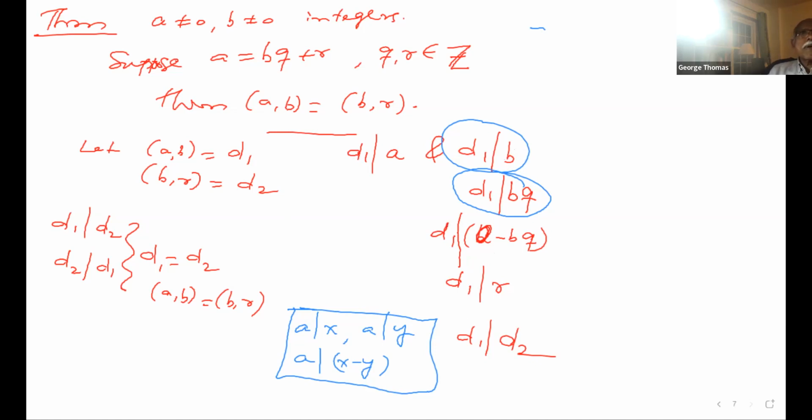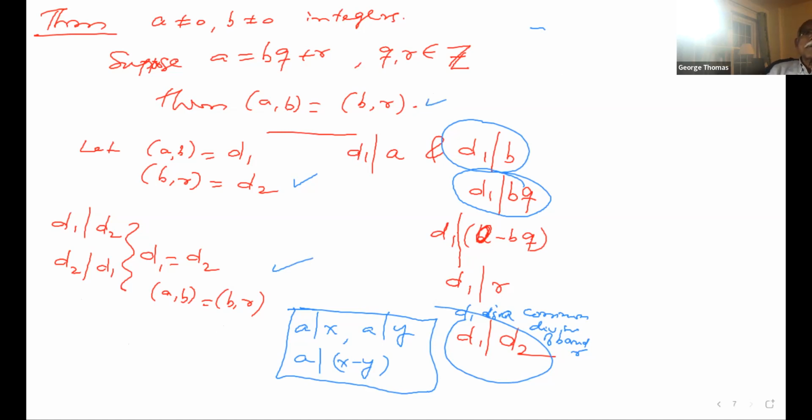Let me write it down. D1 is a common divisor of B and R. D2 is the greatest common divisor. Therefore, D1 divides D2. Similarly, you can find that D2 divides D1. So this theorem is correct, proved.